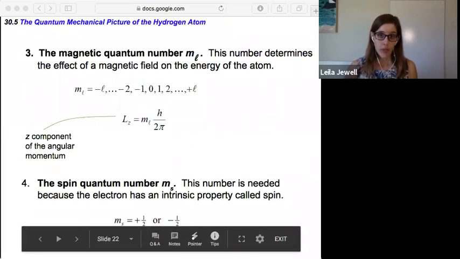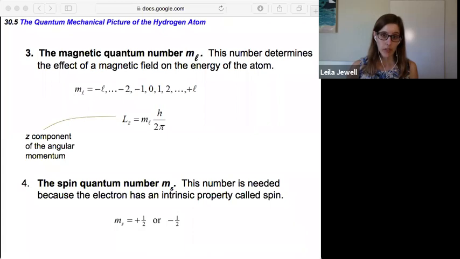The third quantum number we have is the magnetic quantum number. So this one's known as m sub L. The number determines the effect of a magnetic field on the energy of an atom. It was discovered by a scientist, Zeeman, and he found that if you add a magnetic field, it can change the energy of the electron. And so this number tells us some about that.